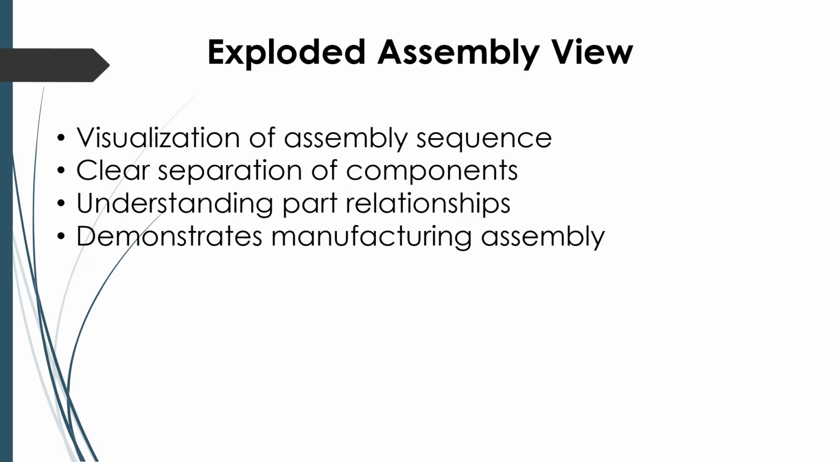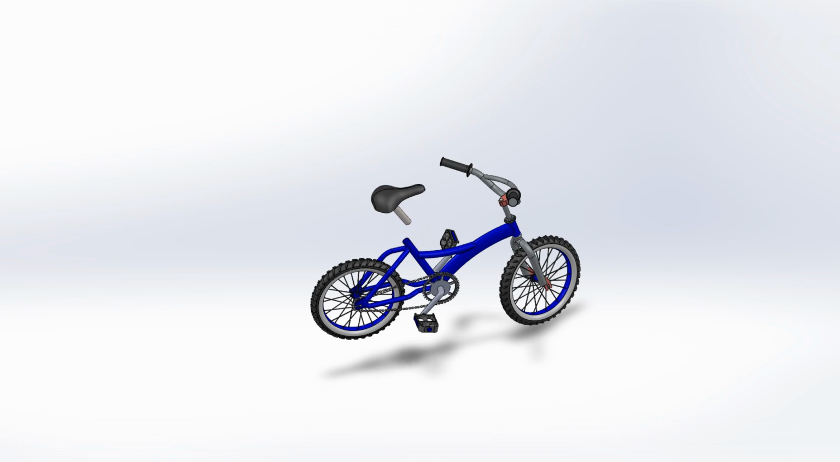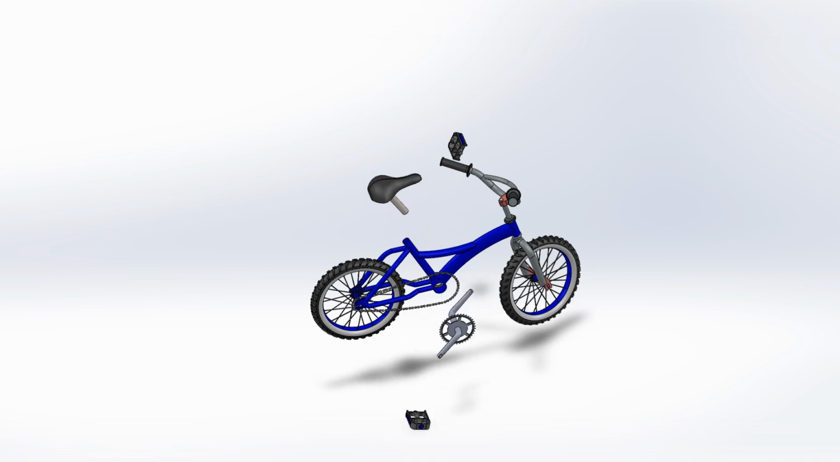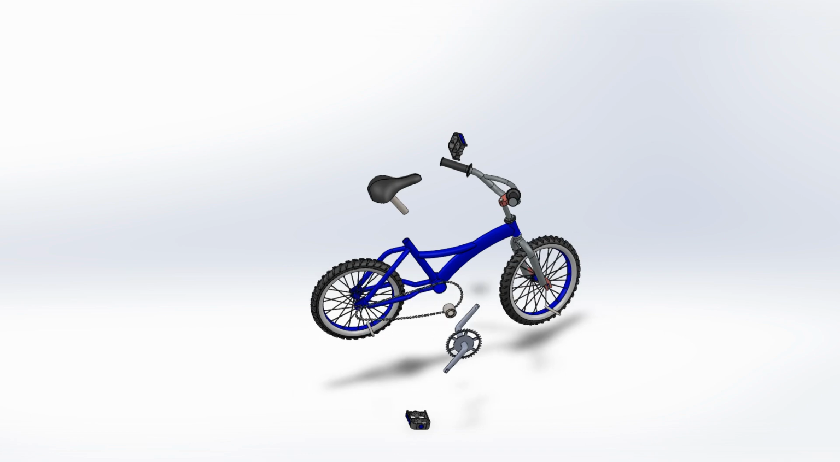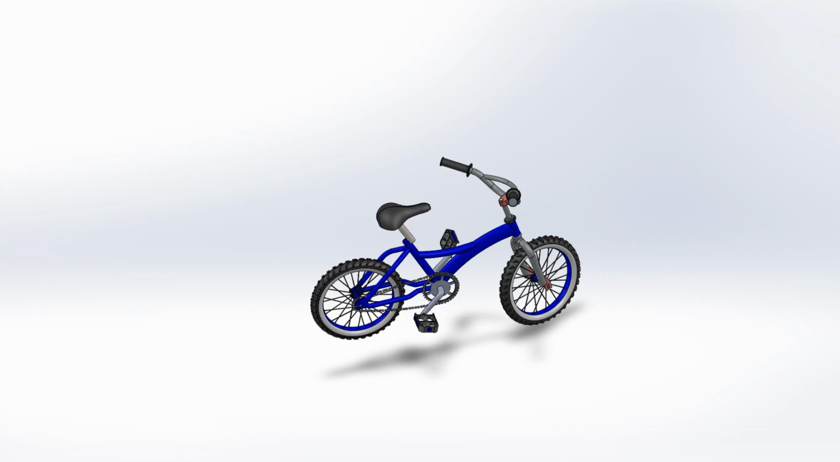This exploded view animation illustrates the assembly process of the bicycle. Each component is separated to clearly show its position and relationship with surrounding parts. The animation helps visualize how the bicycle can be assembled step by step and improves understanding of the mechanical structure.